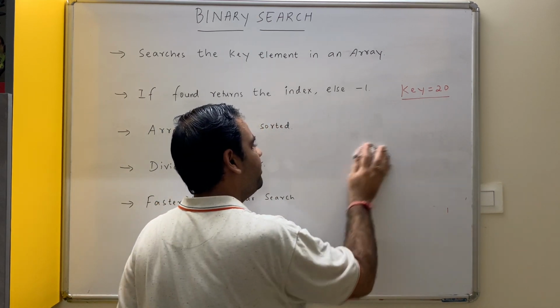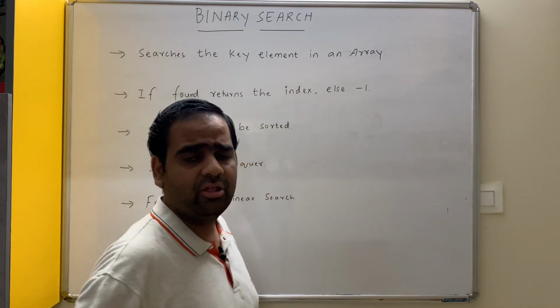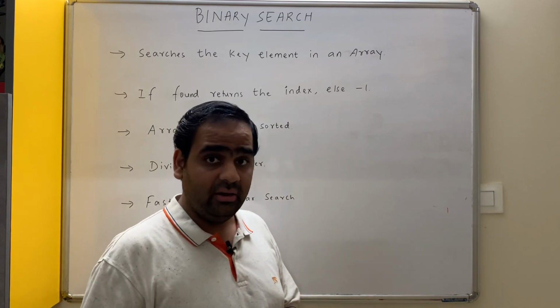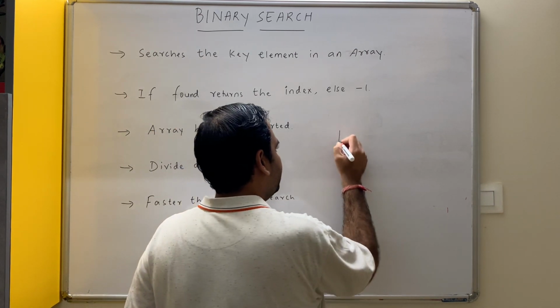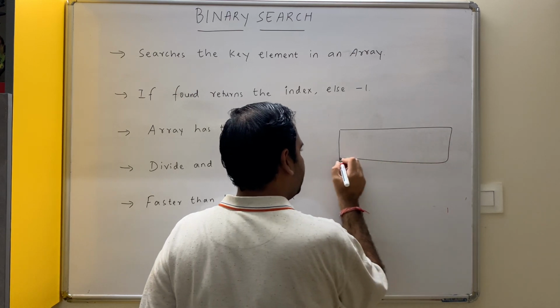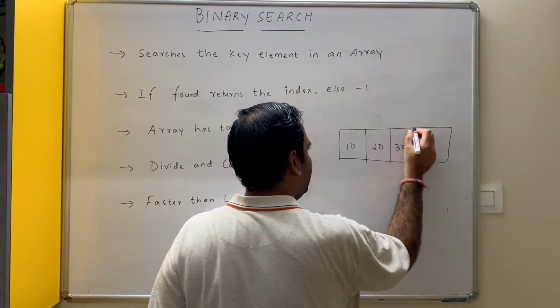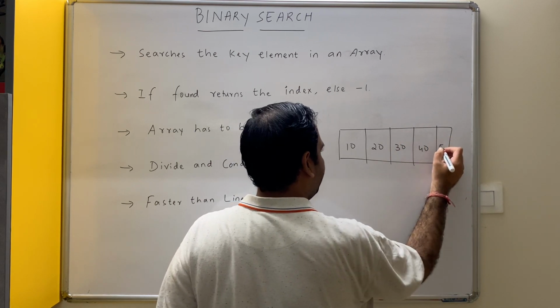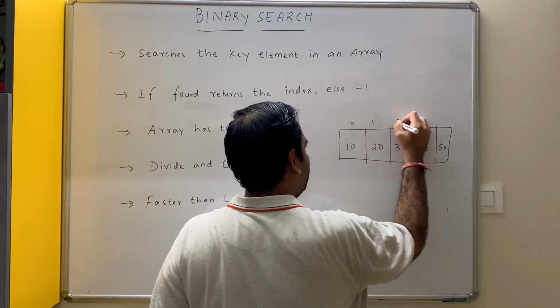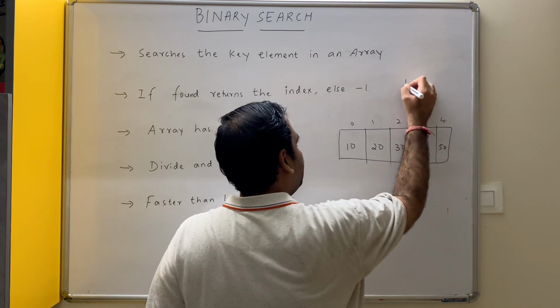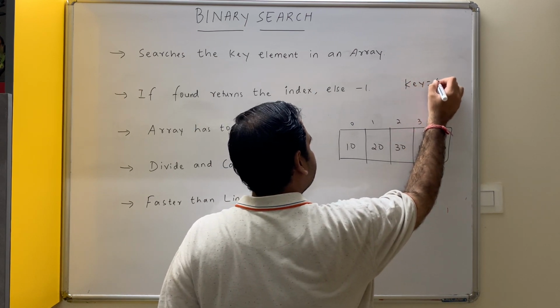Now always remember, the array is between the lower limit and the upper limit. Now let's take another example and try to understand this. How do we solve it? 10, 20, 30, 40 and 50. I'll say 0, 1, 2, 3 and 4, and let me take key is equal to 60.